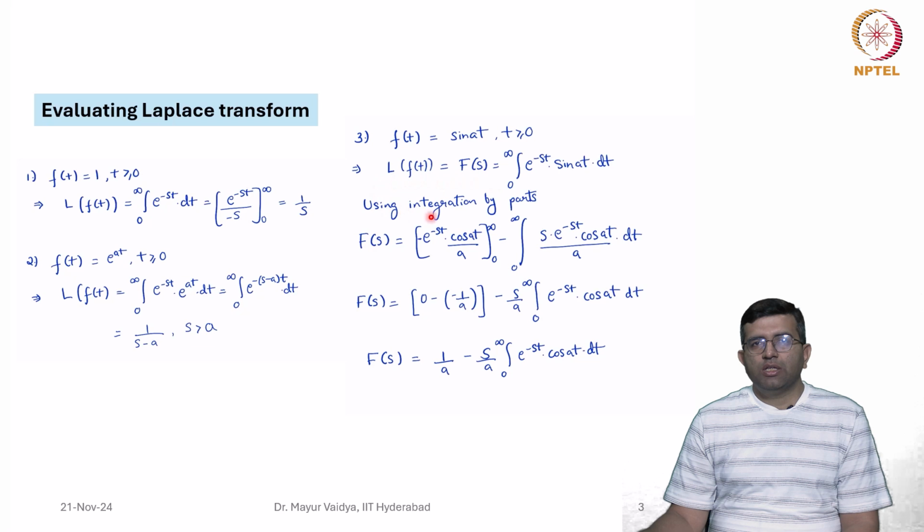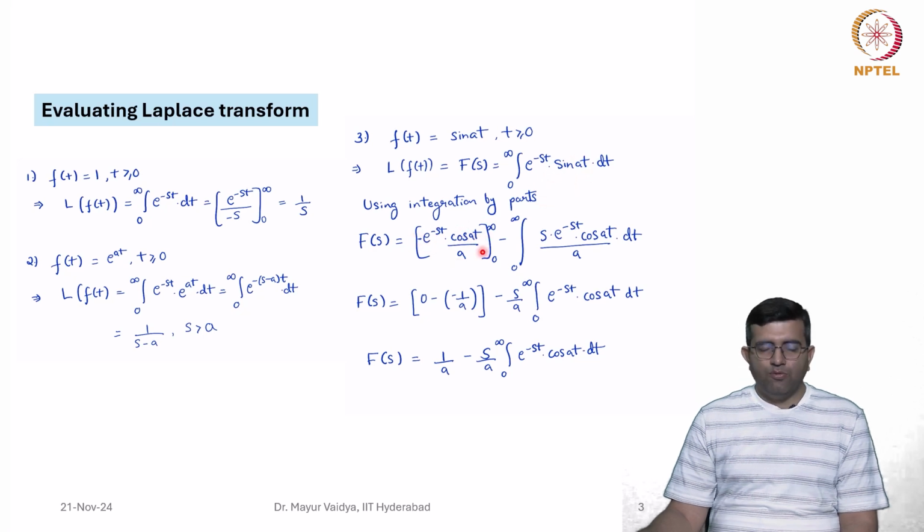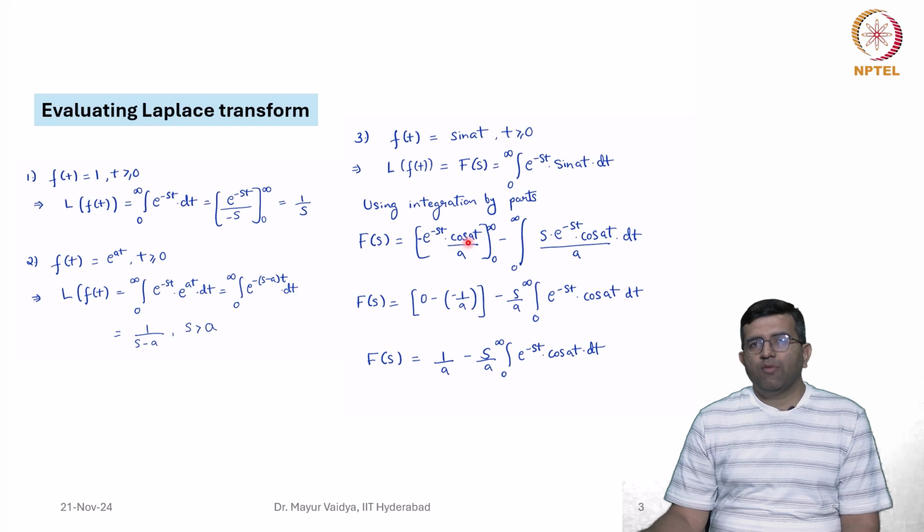Now when you are using the integration by parts, we take this as the first function. So basically here you have e power minus st. The integration of sine at is cos at by a with a minus, because the integral of sine is minus cos. So you have minus cos at by a, and 0 to infinity is the limits for this integral, minus the integration from 0 to infinity of this quantity multiplied by the differential of e power minus st.